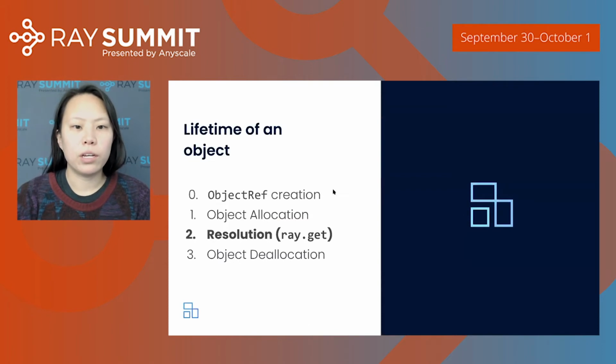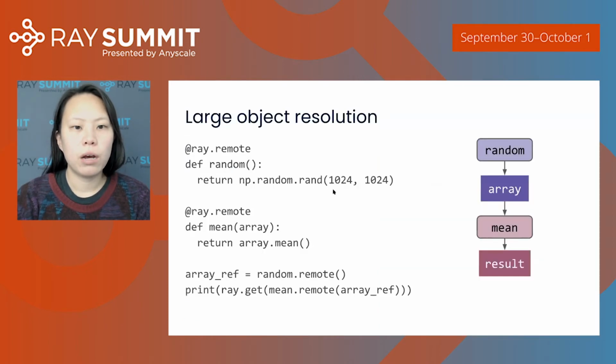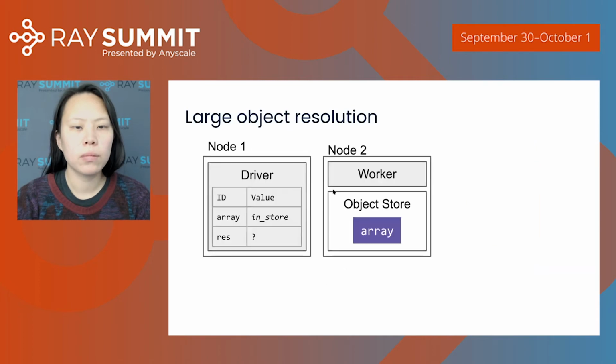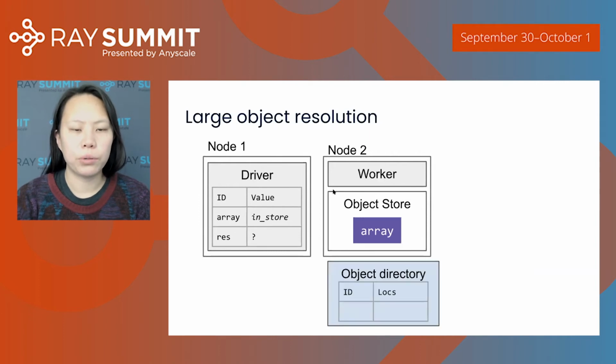Now that the object value has been created, we can resolve an object ref and get the value. To show how large objects get resolved, let's look at the mean task and see how it resolves its reference to the array object. To resolve large objects, we'll need a way to figure out where objects are located. This is where the object directory comes in. This directory stores the current locations of all large objects, and it lives on the head node as a part of the global control store.